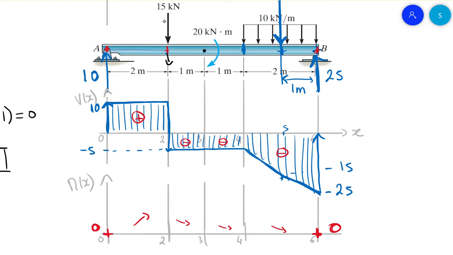The moment, this one is 15 times 2. So it goes up to 15 times 2? No, 10 times 2. If we cut there, the moment will be 10 times 2, so it's increasing up to 20. If I solve for the moment at this point, I just cut and keep the left side, it will be 10 times 2, so 20, and it increases.